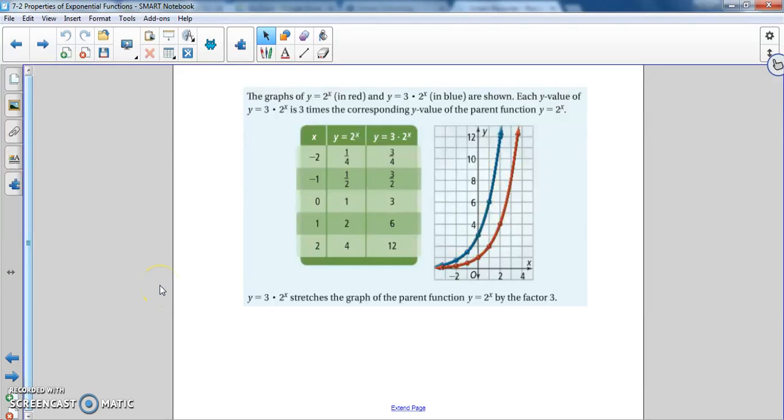Here we have the graphs of y is equal to 2 to the x power in red and y is equal to 3 times 2 to the x power in blue. So each y value of y is equal to 3 times 2 to the x power is 3 times the corresponding y value of the parent function y is equal to 2 to the x power, which we see in our graph. So what that's saying is that y is equal to 3 times 2 to the x power stretches the graph of the parent function by a factor of 3.